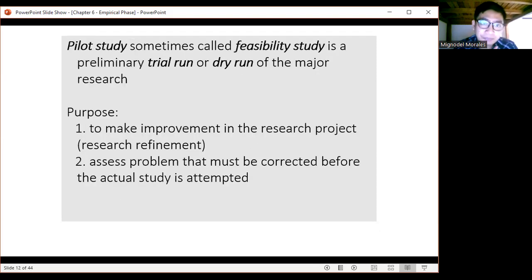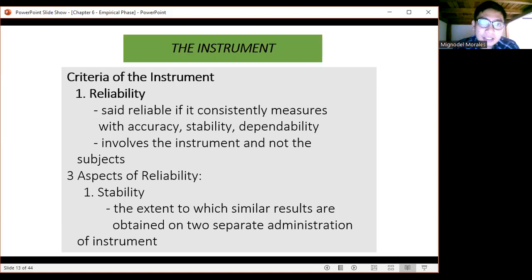So pilot study, sometimes called the feasibility study, is the primary trial run or dry run. So the purpose of the pilot study is to make an improvement in the research project, to assess problems that must be corrected before an actual study is attempted. Okay? So again, para hindi tayo magsayang ng oras, sayang ng pera. So then let's discuss how to create an instrument, how to create a questionnaire, no? So for quanti it's a questionnaire, for quali it is an interview guide. Okay?